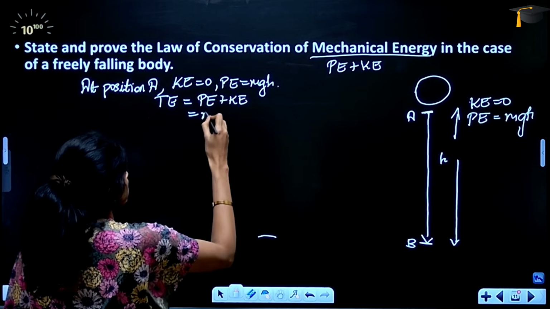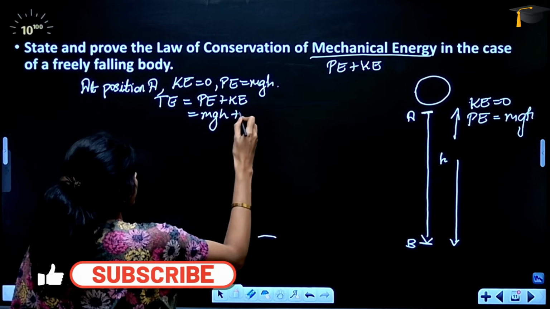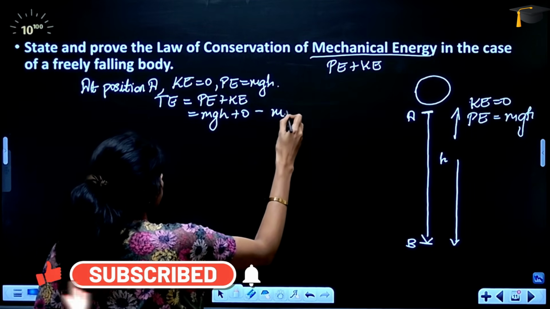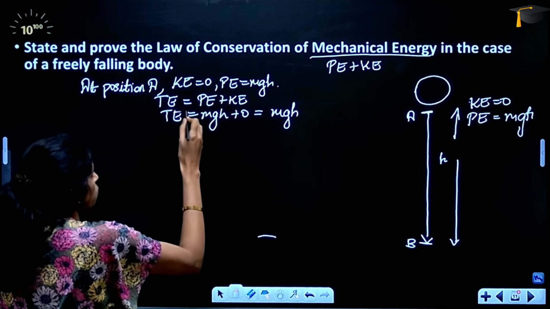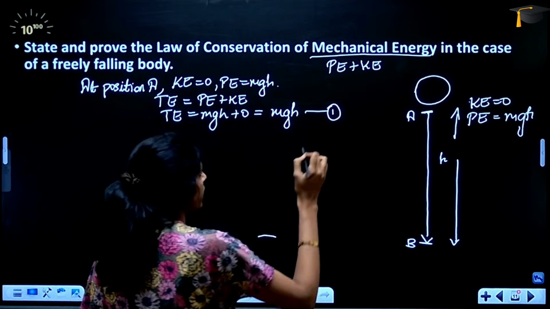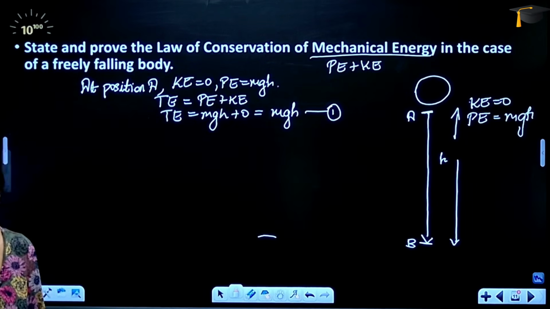So potential energy is given as mgh, kinetic energy is 0, therefore it is mgh. Okay, so the total energy at position A will be mgh. So let me take this as equation 2.